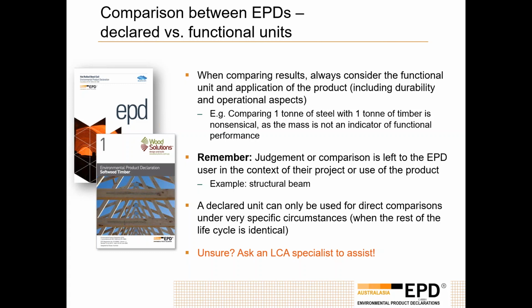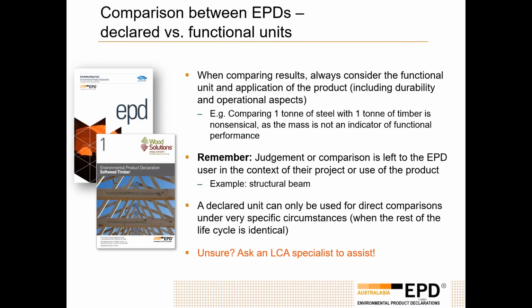So if you compare 1 ton of steel with 1 ton of timber, for example, it's nonsensical. It doesn't give you any useful result, because mass of those materials is not an indicator of functional performance. And so we'll give you an example of a structural beam hereafter. But it's also important to understand that the judgment or comparison is left to the EPD user in the context of their project or use of the product.